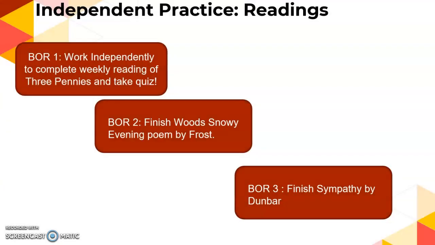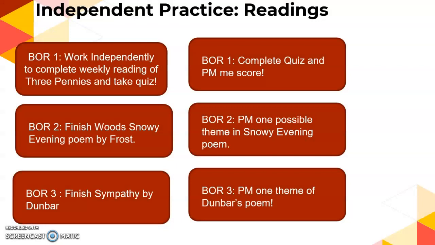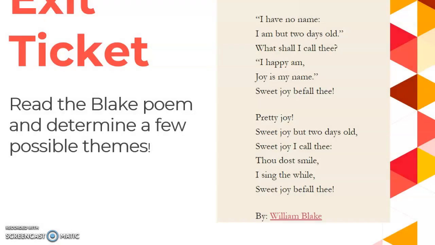All right, and then for the breakout rooms, I was going to have everybody complete that quiz, work independently. Breakout room 2, start reviewing Finish the Woods on a Snowy Evening poem by Frost, and think about the theme as you're reading. And then finally, finish Sympathy for those of you that are really getting ahead, and think about the theme in Dunbar's poem as well. And then finally, read the Blake poem, determine a few possible themes.